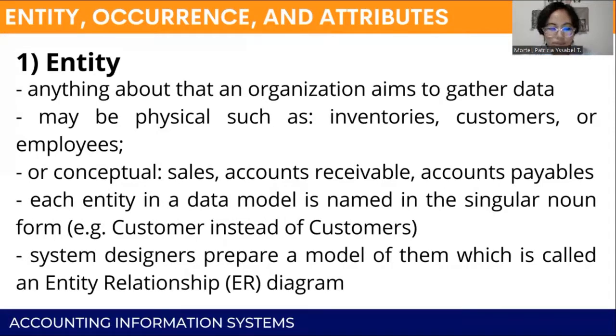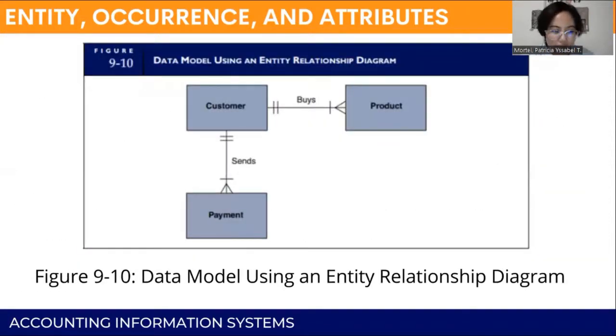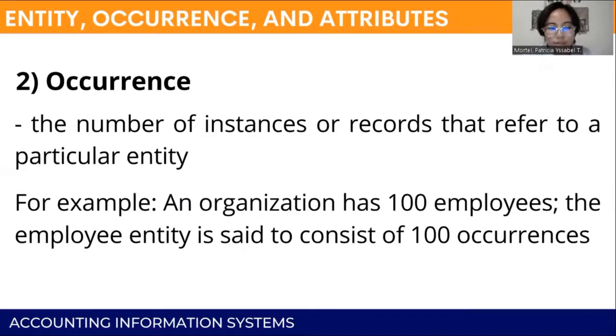System designers identify entities and prepare a model of them, like the one presented in figure 910. This data model is the blueprint for ultimately creating the physical database. It is called an entity relationship or ER diagram. Occurrence, on the other hand, is the number of instances or records that refer to a particular entity. For example, an organization has 100 employees. The employee entity is said to consist of 100 occurrences.